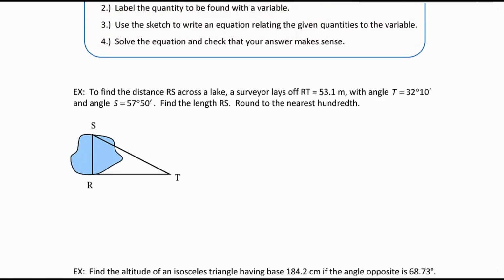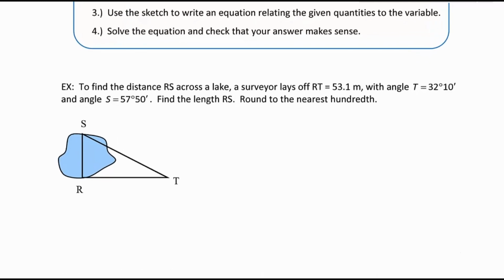To find the distance RS across a lake, a surveyor lays off side RT to be equal to 53.1 meters, with angle T being 32 degrees 10 minutes and angle S being 57 degrees 50 minutes. We want to find the length of RS and we'll round our answer to the nearest hundredth.